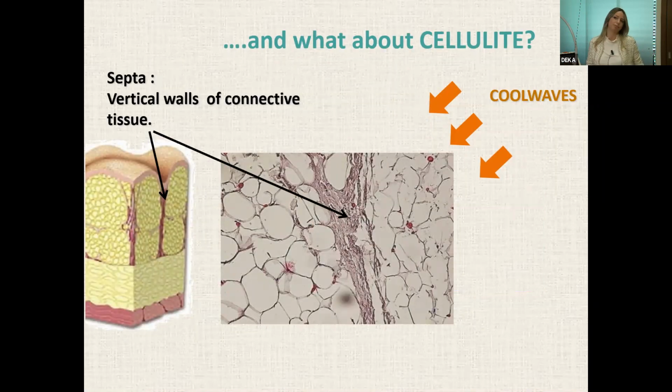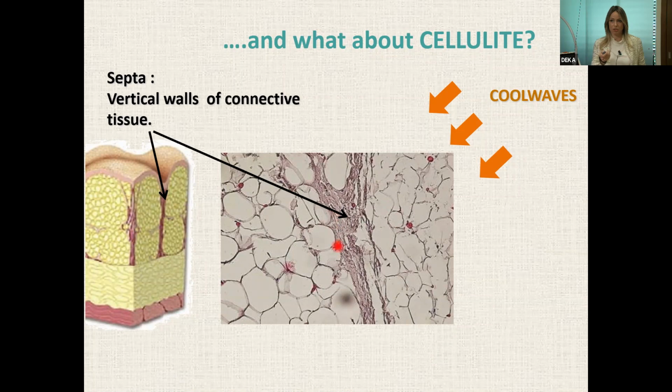What about cellulite? Well, this picture is very nice because you see that where energy can arrive, adipocytes are broken. But in cellulite, we have many, many fibrous septa like this, and they stop the energy. For this reason, I normally recommend using the shallow handpiece because it's true that it goes less deep, but it's very concentrated. So with that handpiece, we can really break these fibrous septa.